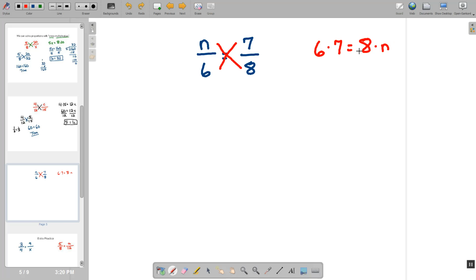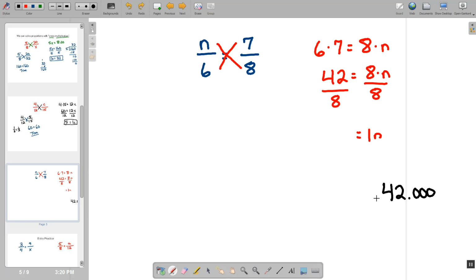Now, this is not a whole number answer right away, so we have a bit of a problem, but that's okay. Because we're doing cross multiplication, it's actually a little bit easier to solve. So these are being multiplied. The opposite of multiplying by 8 is dividing by 8. So I get 1n is equal to this. To solve that, good thing we learned long division with decimals, because we need some decimals here.